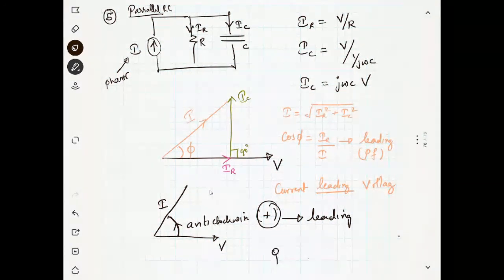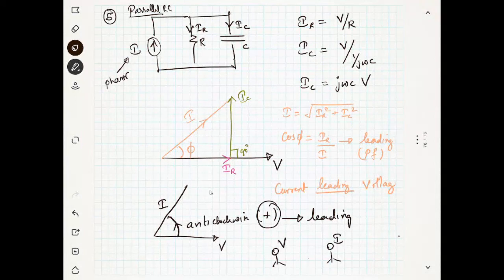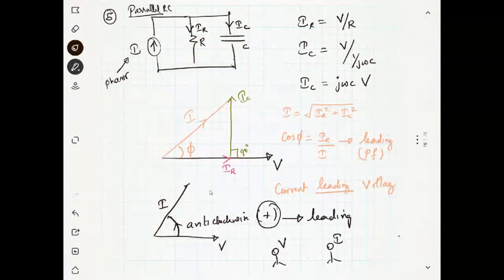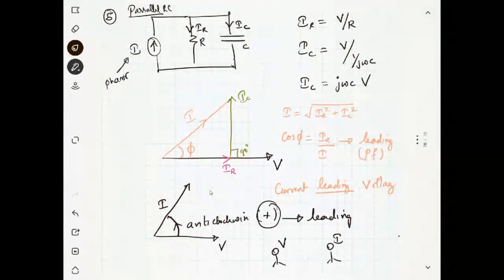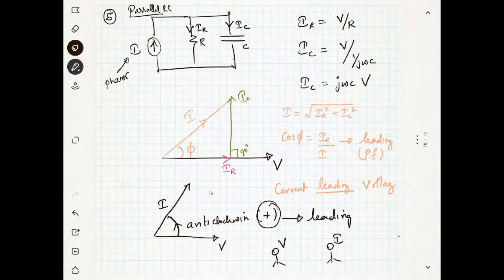So if both are walking, voltage will be here, this is I. So current is leading the voltage means current is in front of the voltage. You understood? The angle between the two is phi. Okay, that's the idea.